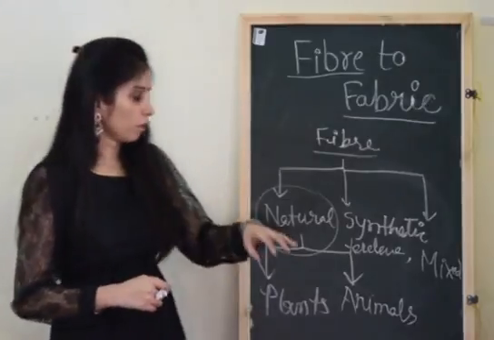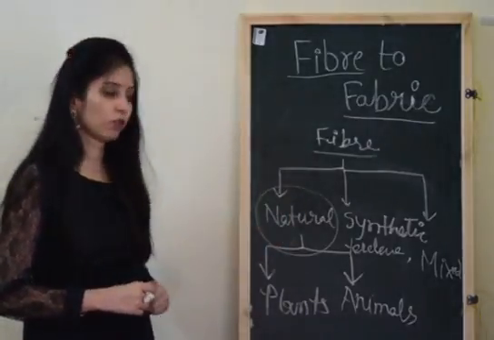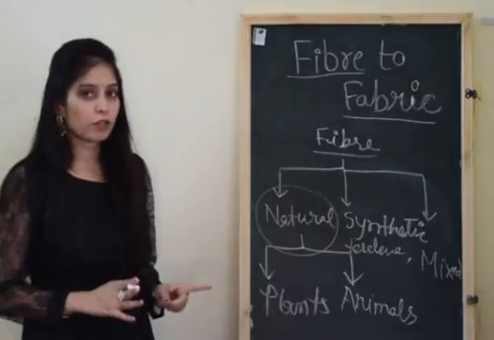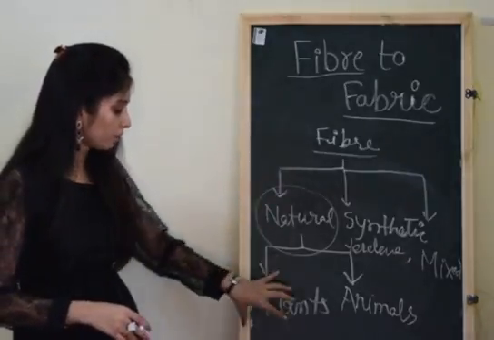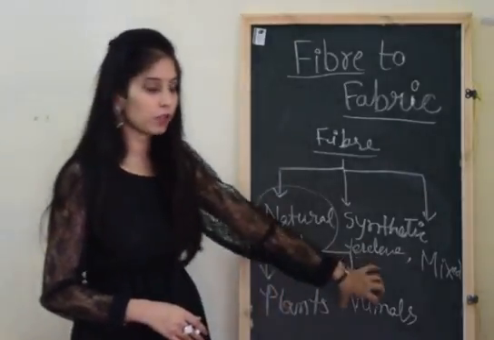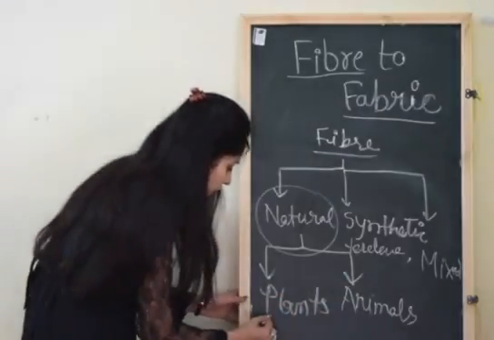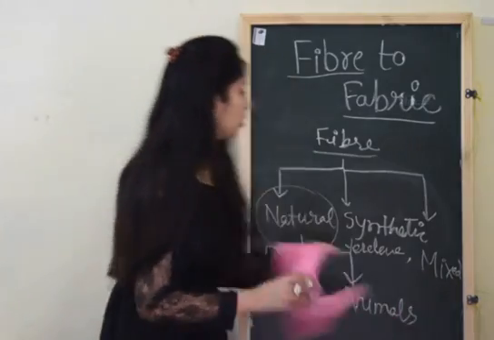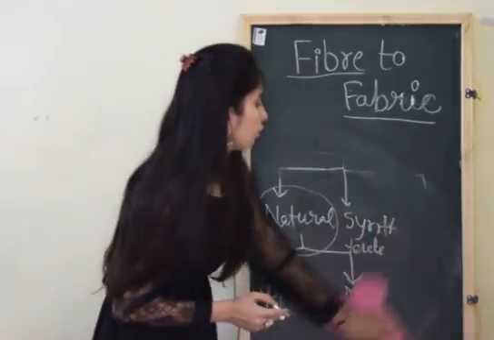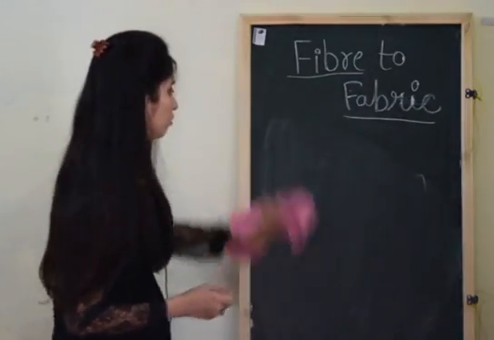Now we will talk about them one by one. First is natural fibers. When we are talking about natural fibers, we know that they come from plants as well as from animals. An example of plant fibers is coir. So first we are talking about natural fibers.